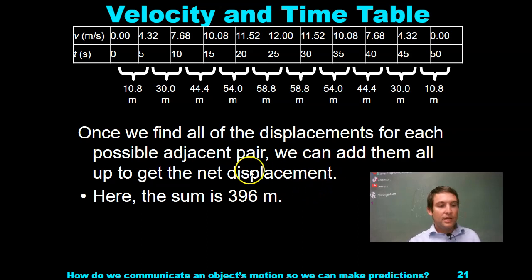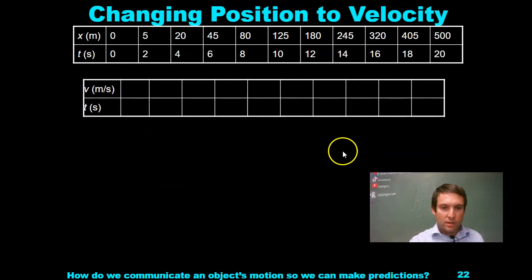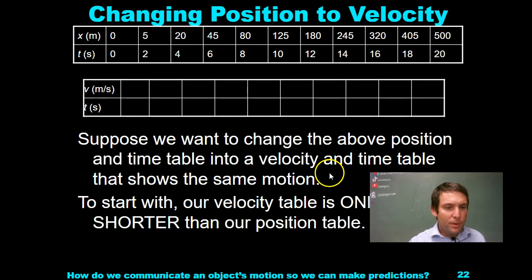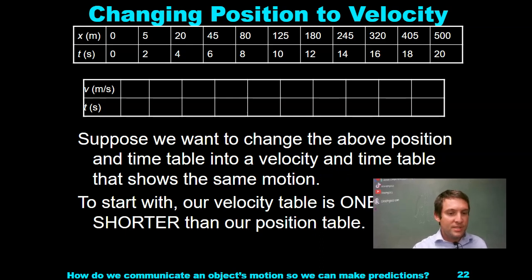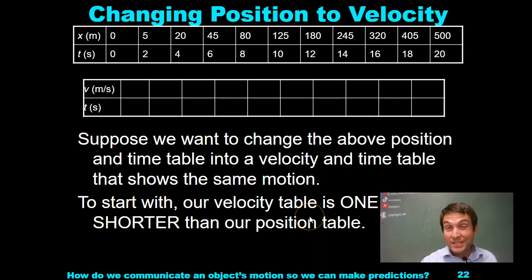Here, the sum is 396 meters. You can plug it in if you like, but don't, because it's going to take too long. Suppose we want to change the above position and time table into a velocity time table that shows the same motion.